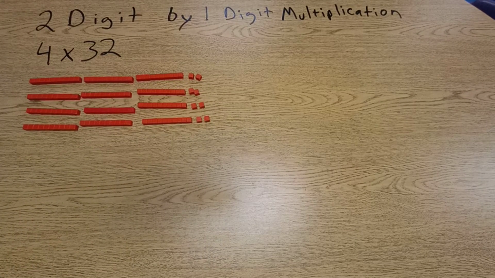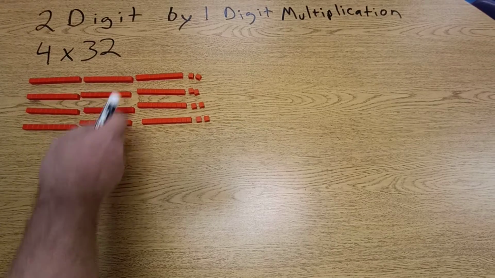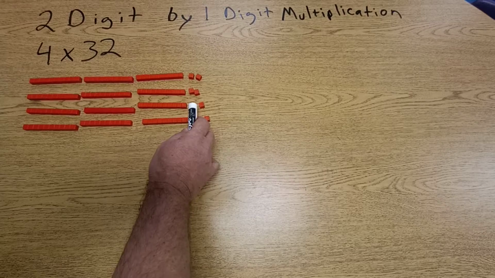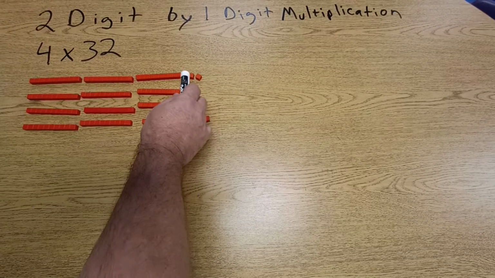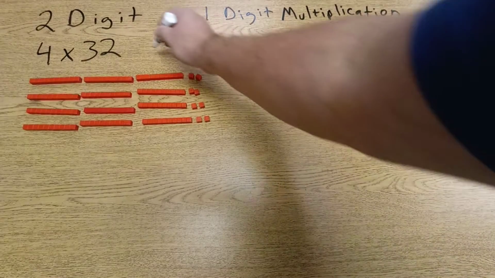So if I'm trying to figure out what 4 times 32 is, all I have to do is count it out. That's 10, 20, 30, 40, 50, 60, 70, 80, 90, 100, 110, 120, 121, 122, 123, 124, 125, 126, 127, 128. So 4 times 32 equals 128.